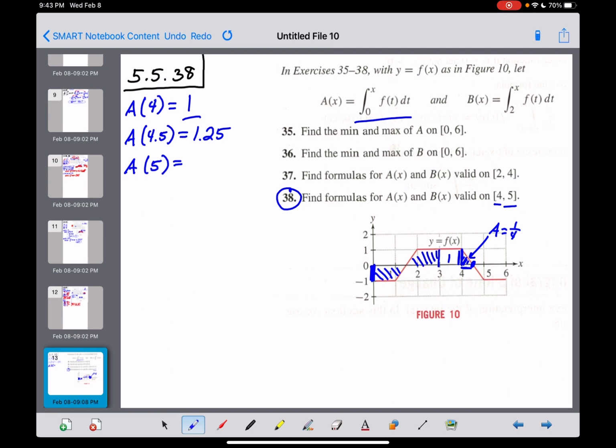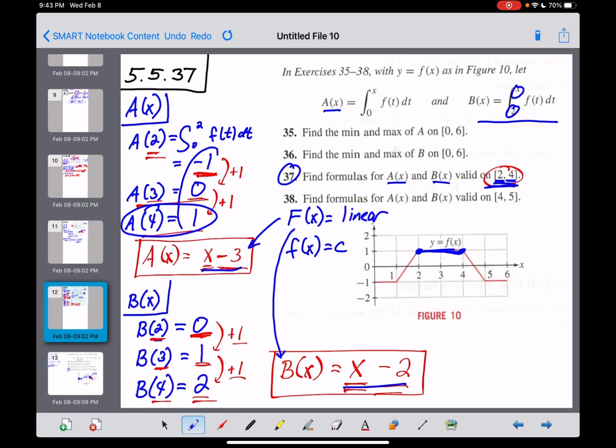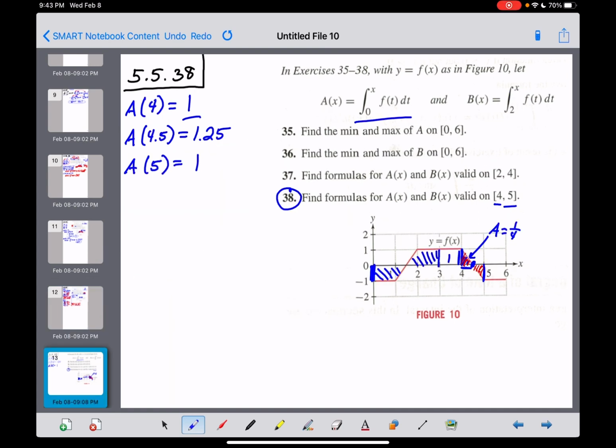And then for a of 5, we go a little bit further. But now what I notice is that this region and this region wipe each other out. So the value of a of 5 would be the same as the value of a of 4, which is 1. Now in number 37, we looked at these values right here and said, ooh, pretty clearly that's a linear pattern because they're increasing by the same amount, 1, each time. Here, if you look at these three y values, this is pretty clearly not a linear function. Why? Because linear functions don't grow plus 0.25 and then all of a sudden start to decrease.